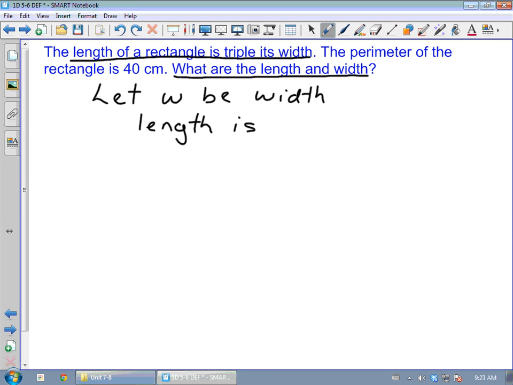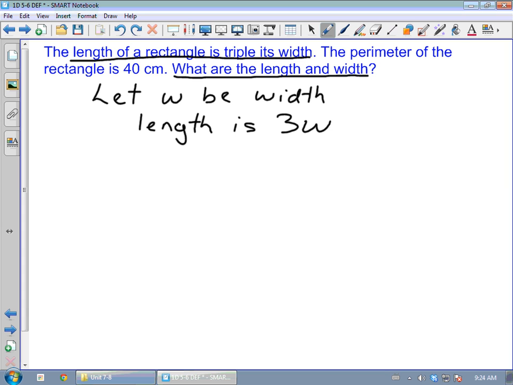Well, you see that word triple in there? What operation do you think of doing? Multiplication. So the length is going to be? Not 3L, but 3W, right. Okay. So we've got our two expressions here. Now we have to combine them together.